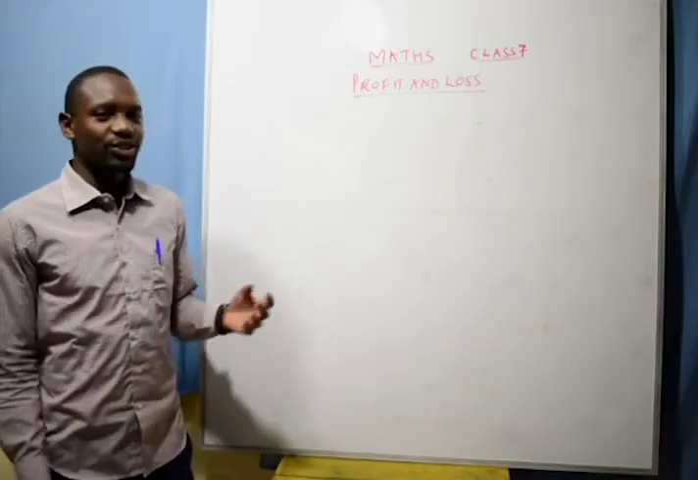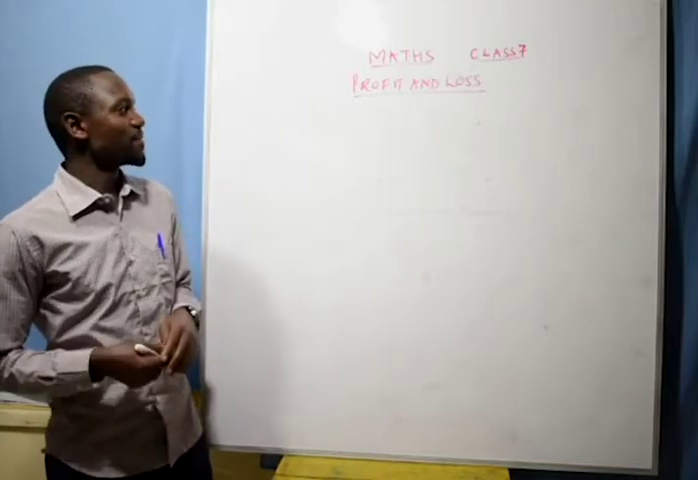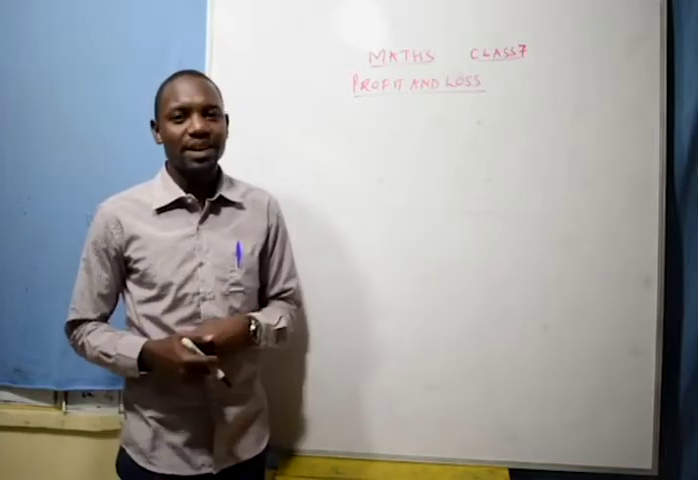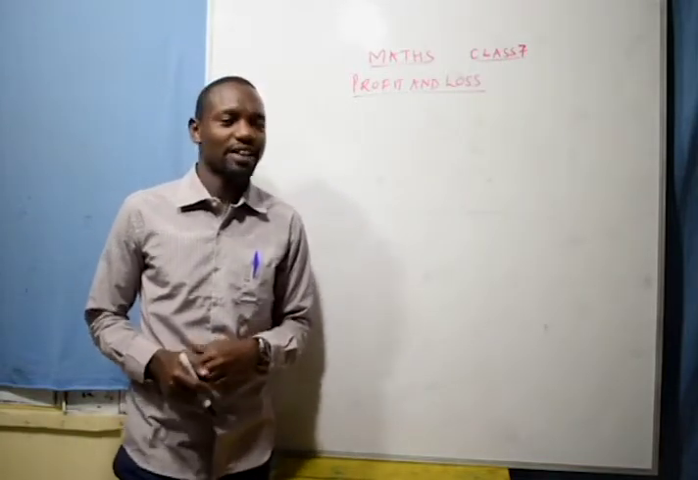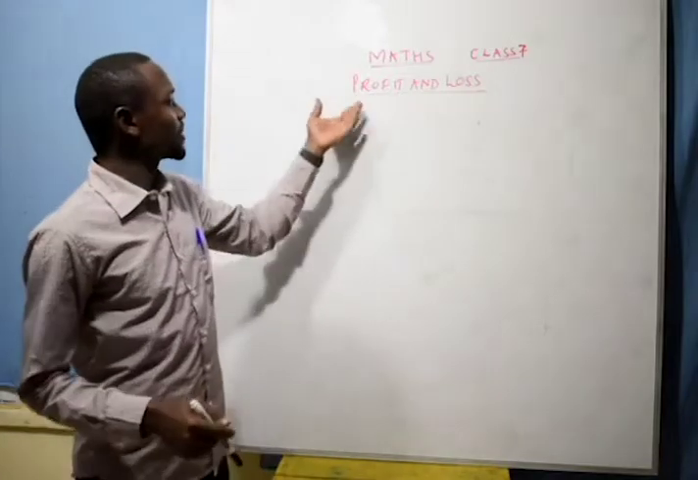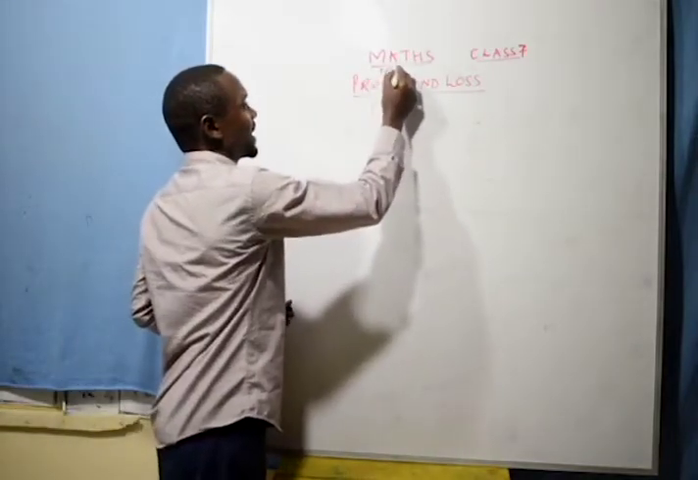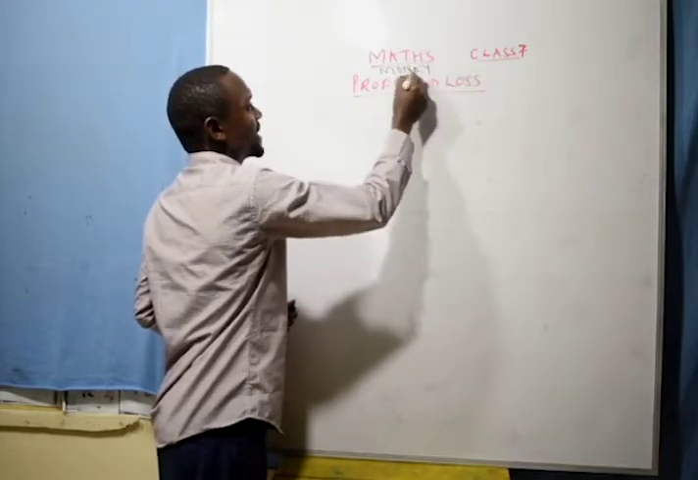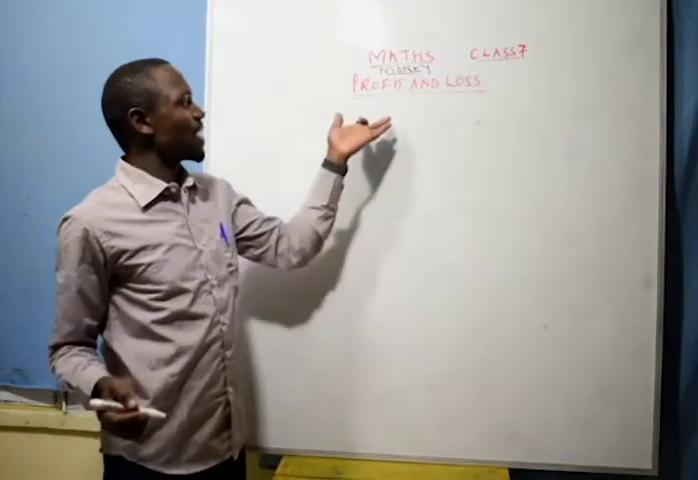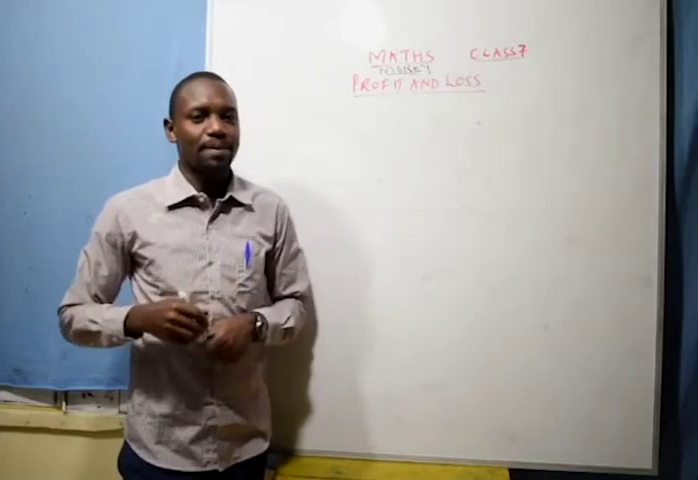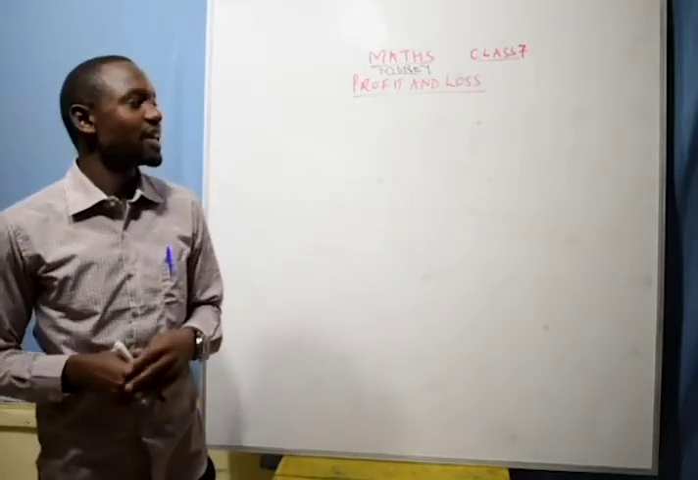Welcome to today's lesson. In the previous lesson we looked at measurements, where we looked at volume, capacity and mass. And now we are still looking at another bit of measurement, but on the topic of money. Today we are going to look at profit and loss, and percentage profit and percentage loss.